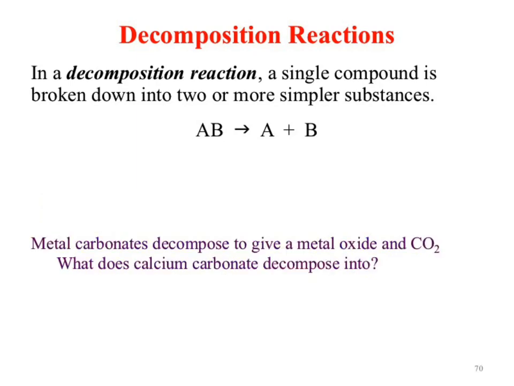We could do another one. Okay? Again, I don't really want to stress on this because I don't expect you to predict products. But let's take a look at this because it says metal oxide. I want to know what the metal oxide is in this process. So calcium carbonate decomposes into a metal oxide and CO2. What is the metal?